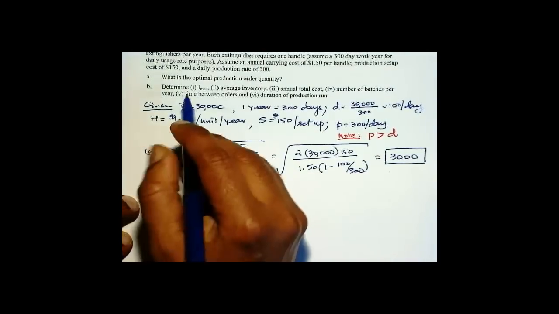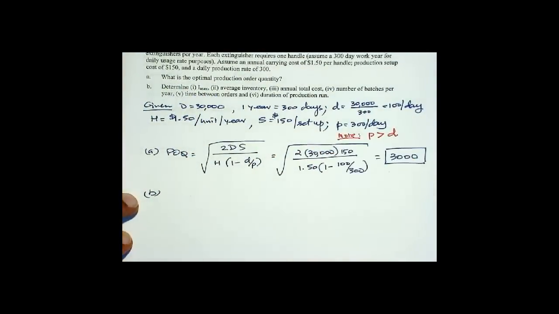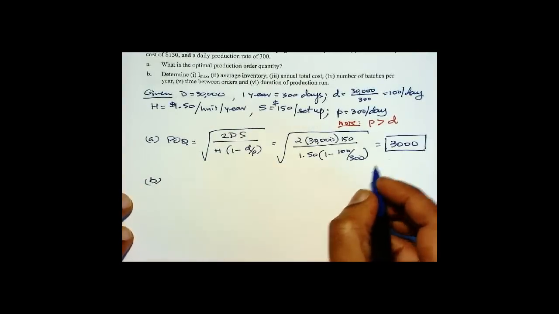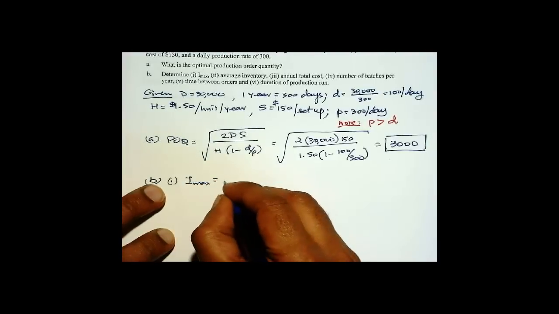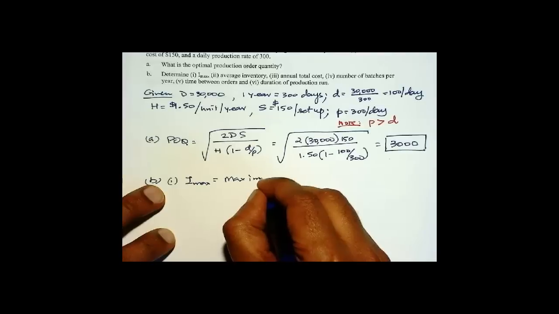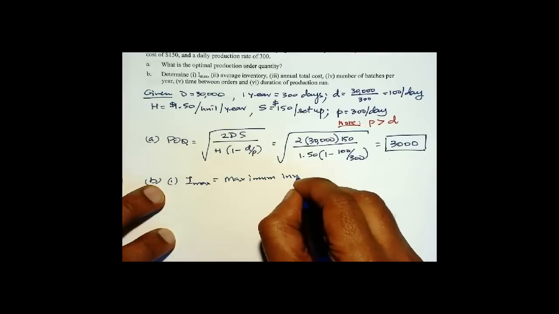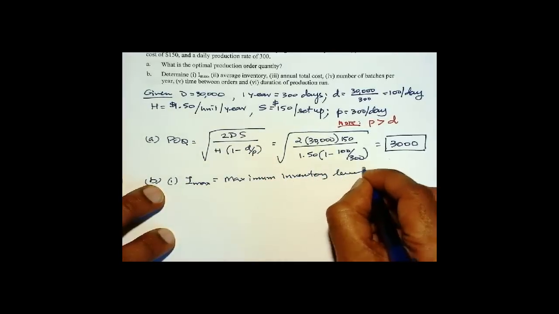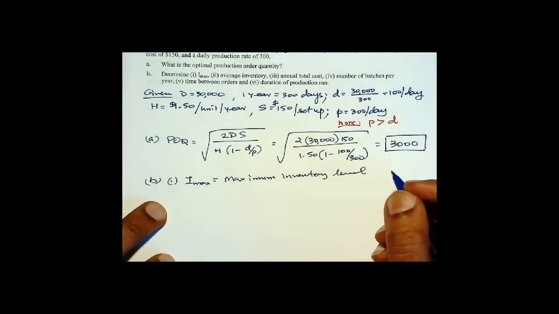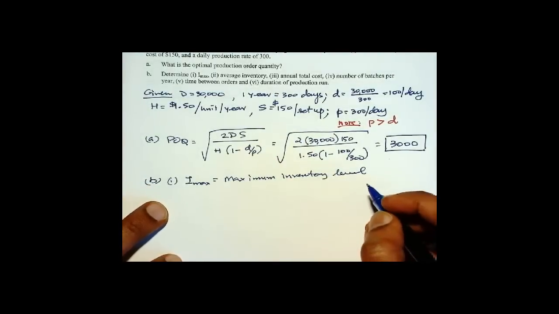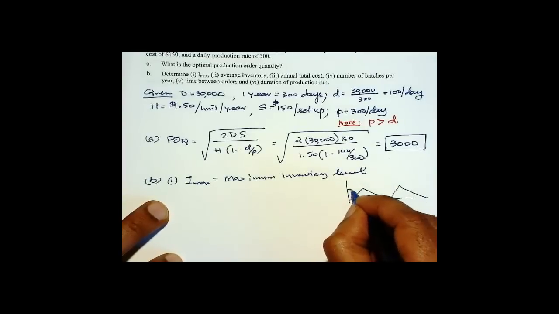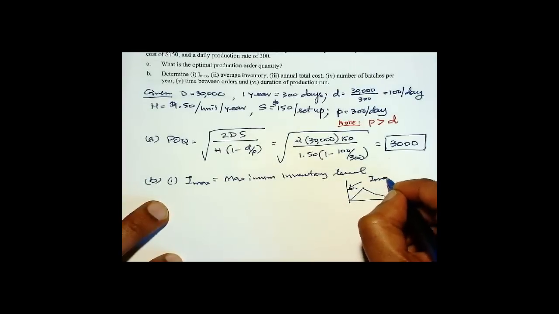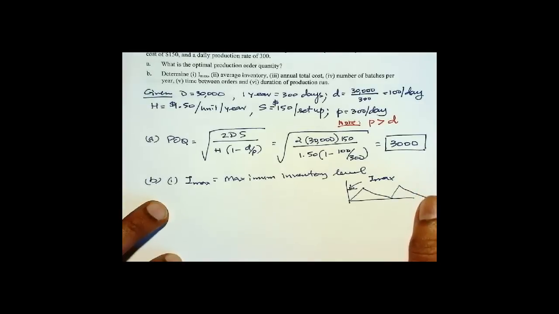And B, we're going to have to calculate various quantities related to this POQ. So the first one is I sub max. So that is the maximum inventory level. So if you remember, maximum inventory level, so that's your I sub max.